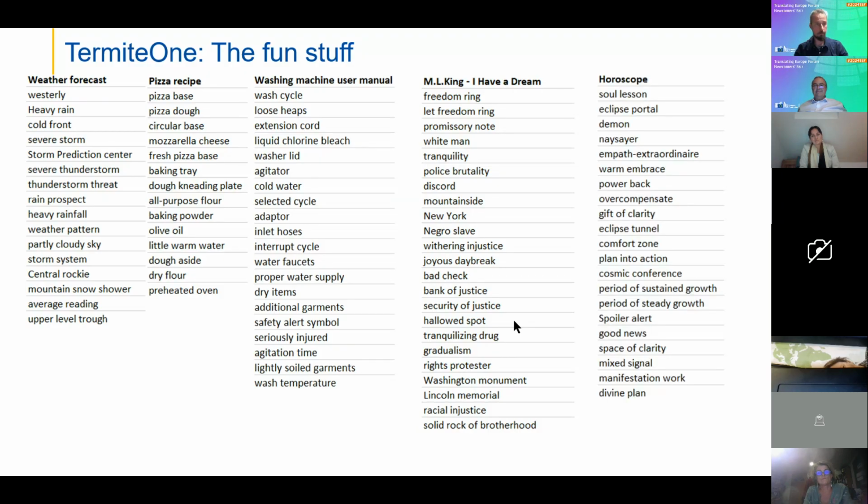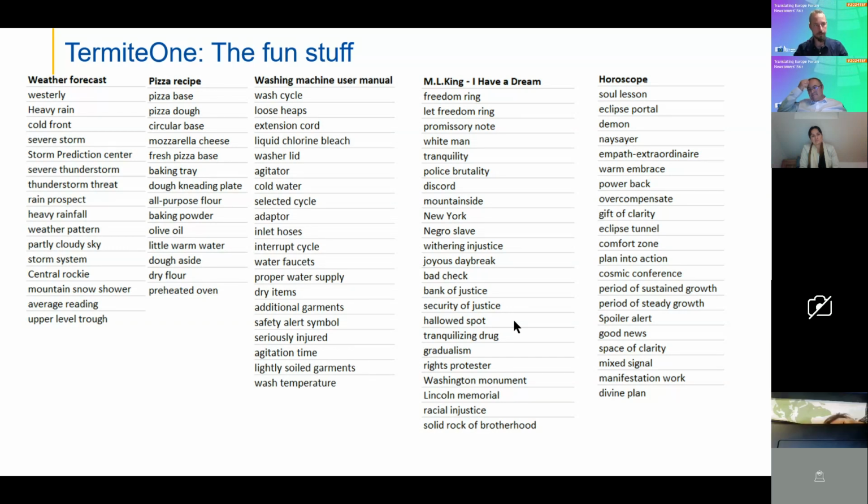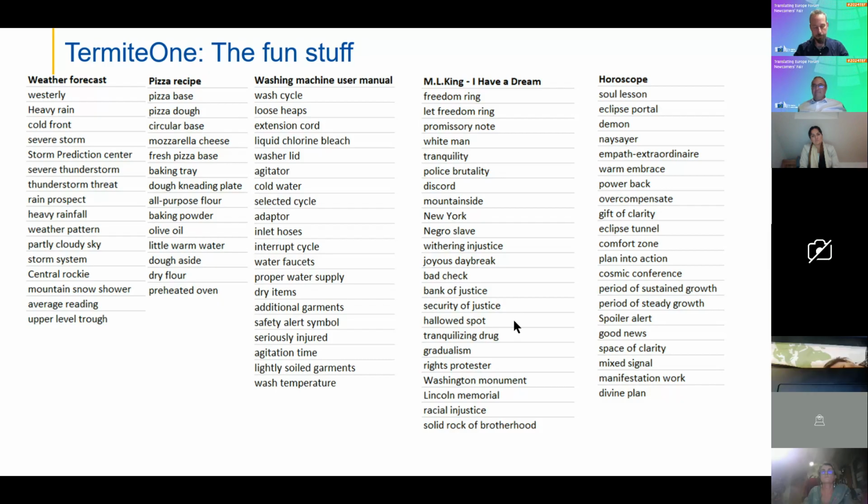And here, if you just take a look at the list, you can see the kind of language that's being used in those kinds of texts. So that's also quite interesting to look at. I'm just going to hover here for a little bit.